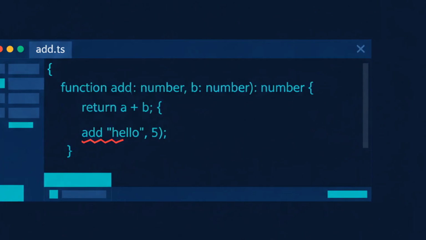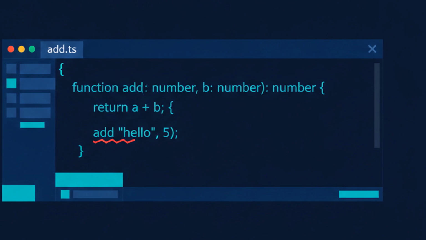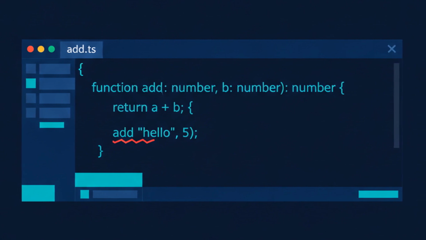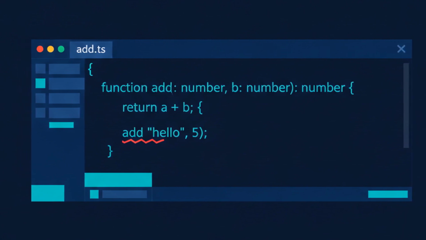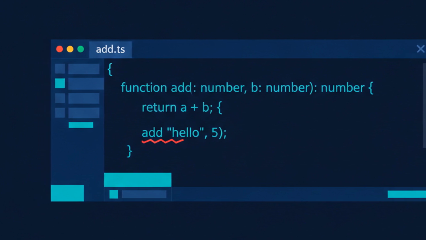Now let's fix it with TypeScript. We simply add a colon and the type after each parameter name. Here, both a and b must be numbers. The syntax is dead simple. Parameter name, colon, type. Now if anyone tries to pass a string, TypeScript stops them right in the editor, long before the code ever runs.